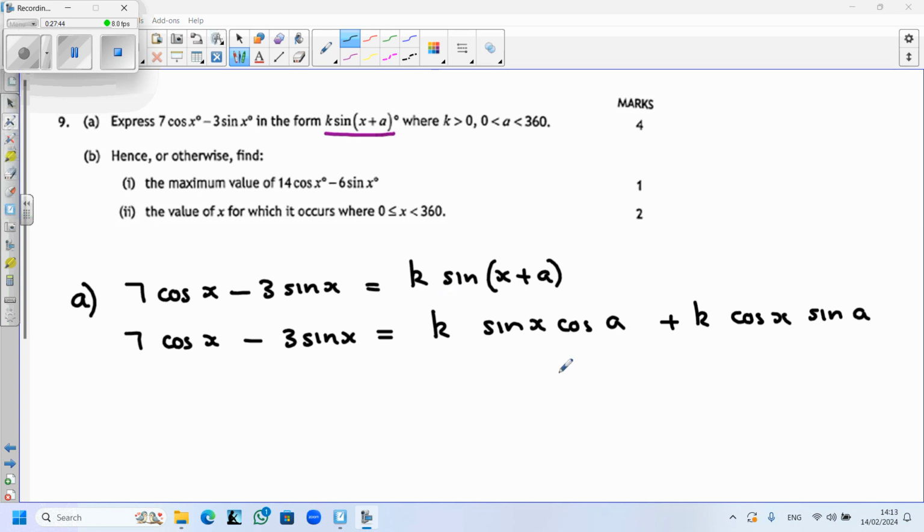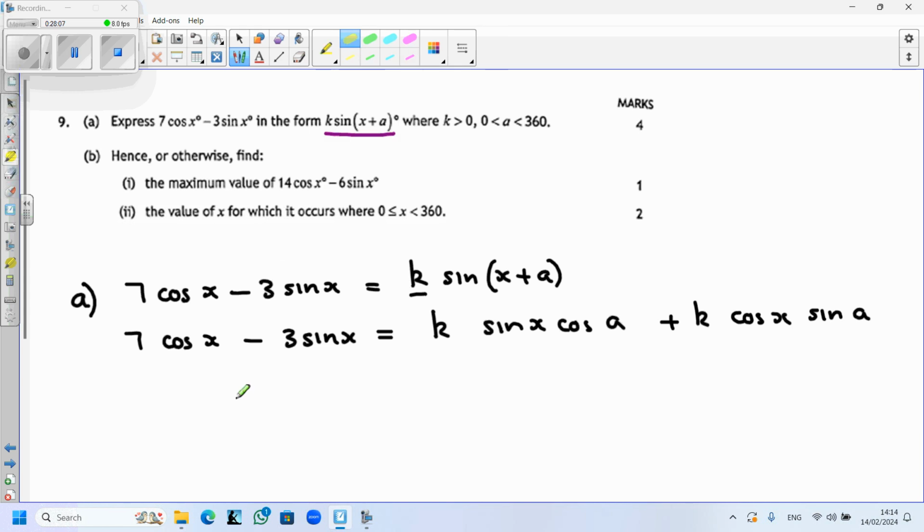So I've equated both of them, I've expanded the formula. So your sine A plus B comes from your information sheet, and it's sine cos plus cos sine. Then put the angles in order, x and a, repeat x and a. Now don't forget the k goes in front of this term and in front of that term. So we've got two equal statements here.